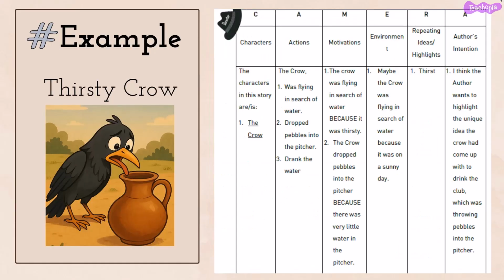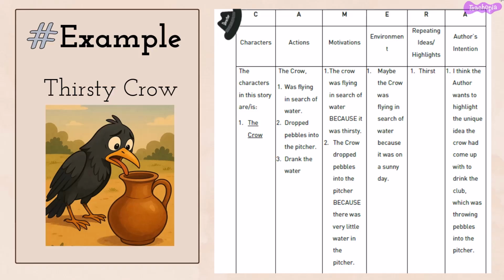For example, the thirsty crow. The character of this story is the crow. And using the camera tool, we understand that the actions of the crow are that it's flying, dropping pebbles, or drinking water. Motivation simply is that it's thirsty and that it wants to reach the water without breaking the pitcher, of course.